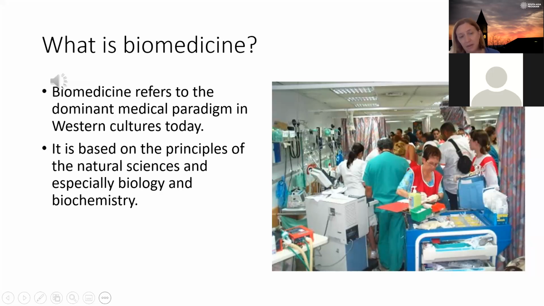Because biomedicine is now practiced all over the world, including in the East, in countries like Japan. So it's misleading to say Western medicine. It's just easier to say biomedicine because it's based on biology.